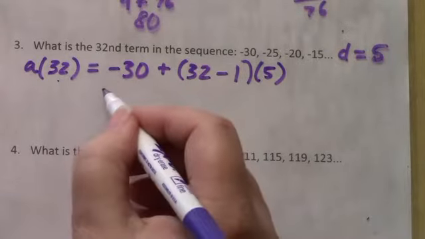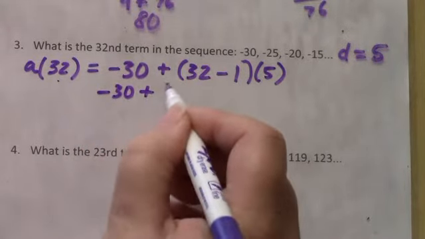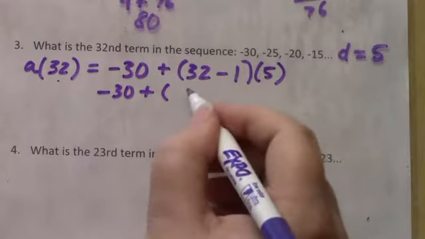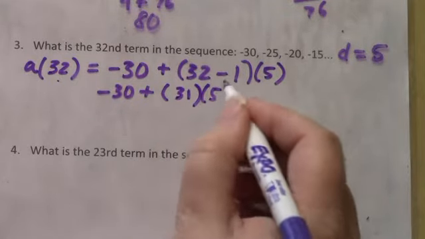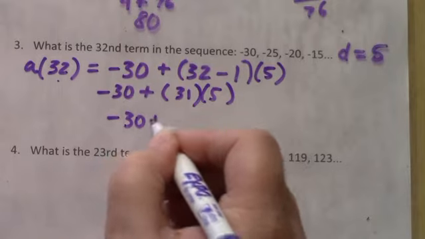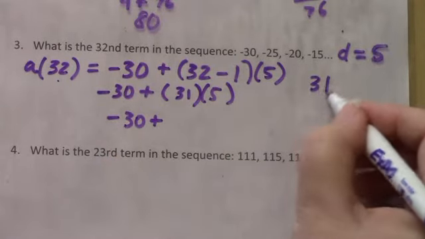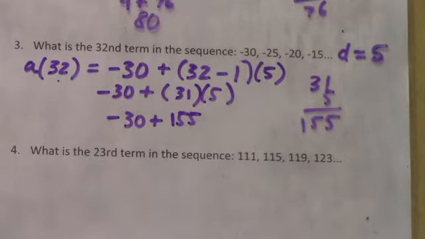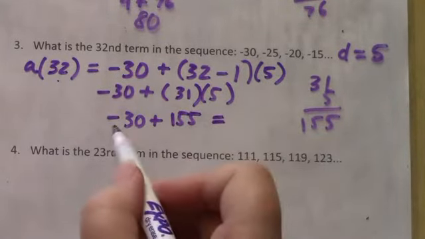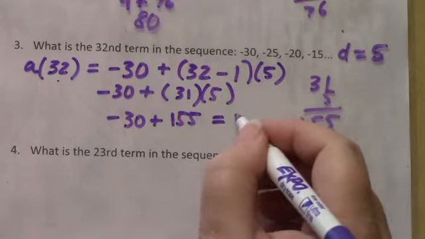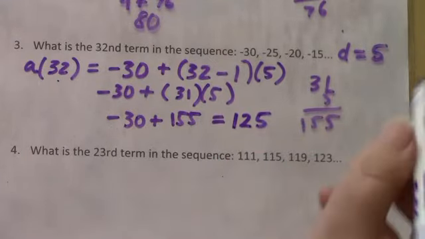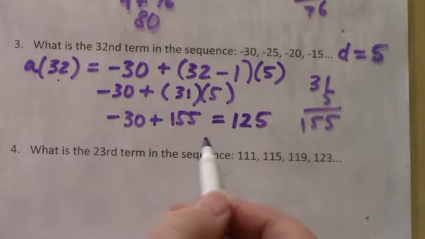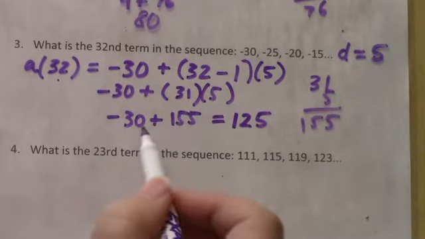Well, let's see what we get. Negative 30 plus 32 minus 1 is 31 times 5. Negative 30 plus 31 times 5. Let's just do that over here. 1 times 5 is 5. That's 155. So what does this equal? Negative 30 plus 155 is 125. Now I'm just doing this arithmetic part quick for you, but if you use a calculator or I'm just doing it fast for you, this is where you thank me.